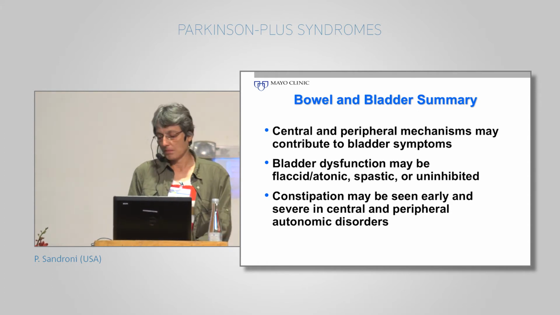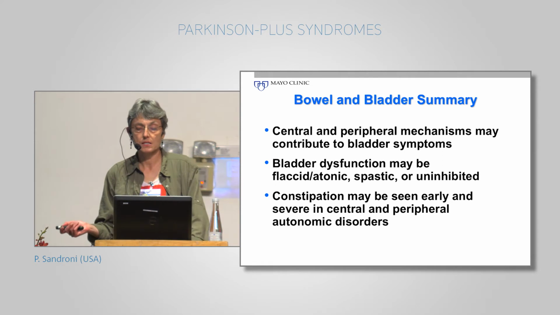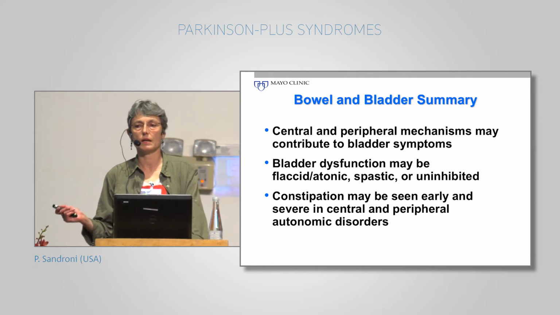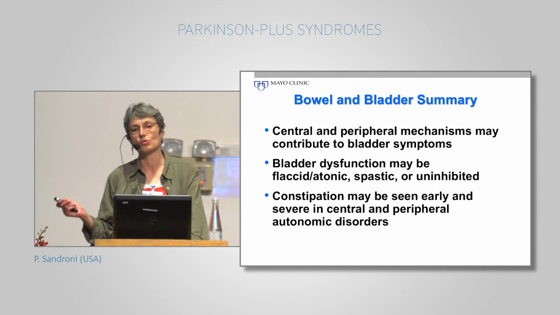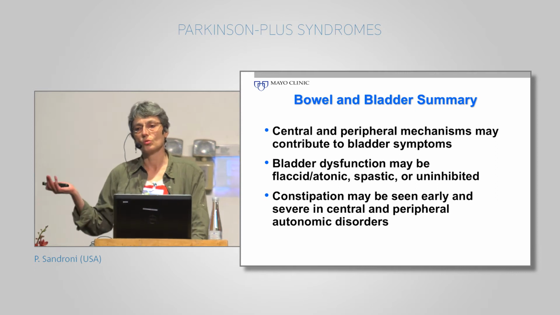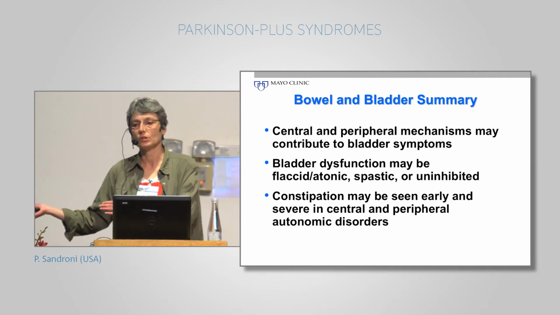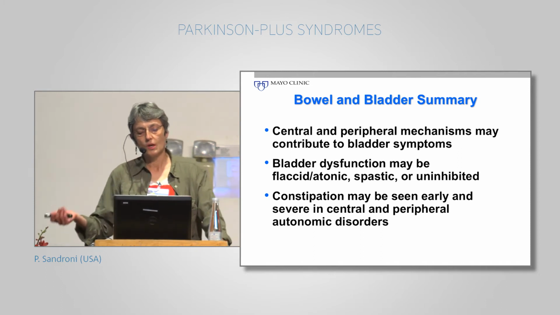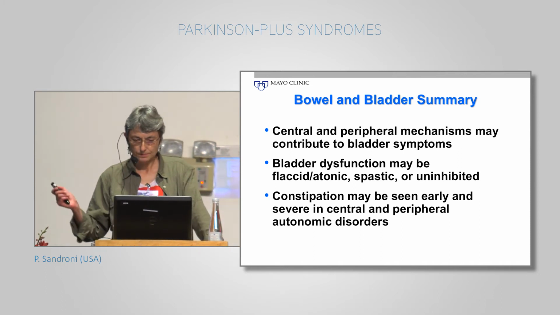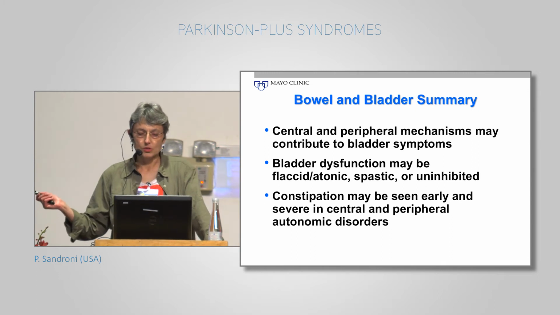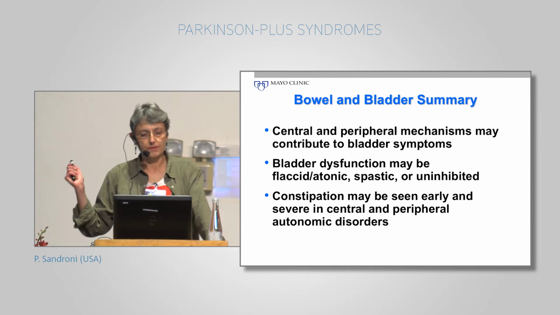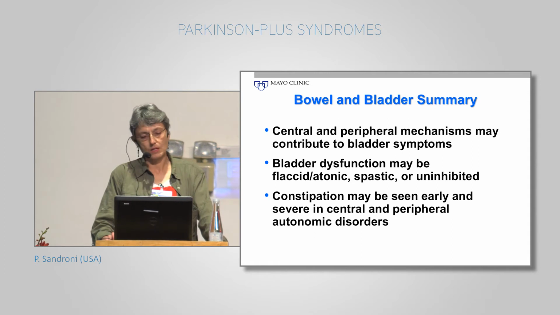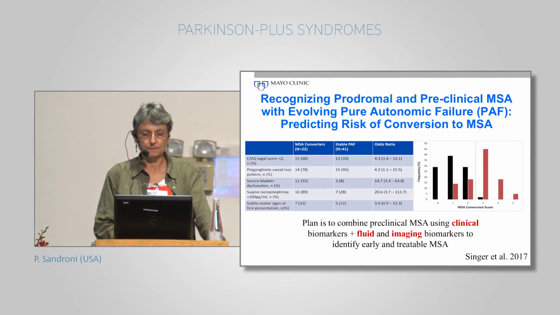And again, there are both central and peripheral mechanisms that can contribute to these symptoms, and that's why they're also so difficult to manage. You may try to treat the urgency, and pretty soon the patient develops retention, and the other way around. So very, very challenging. And again, constipation can be seen early and can be very severe, both in central as well as in peripheral autonomic disorder.